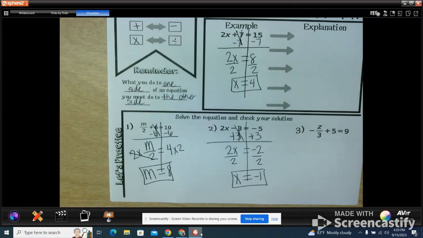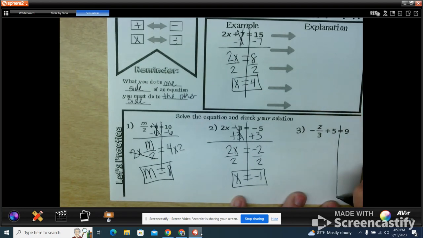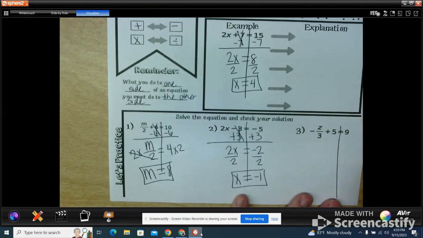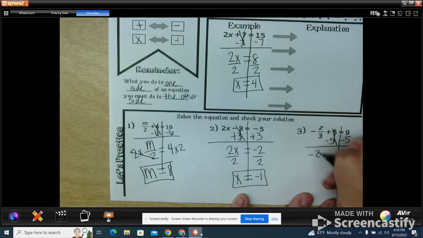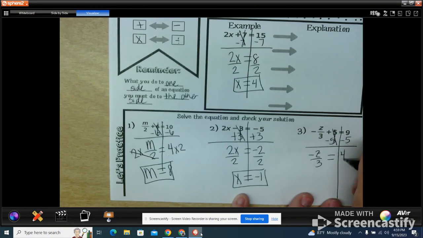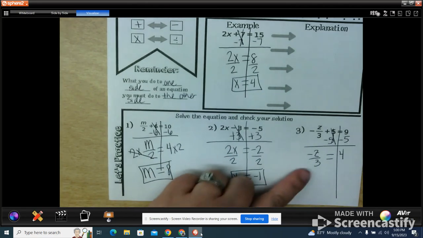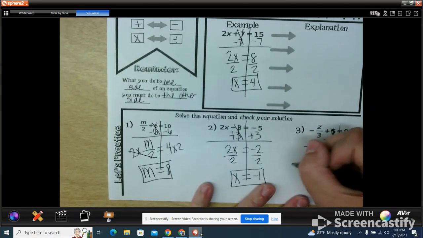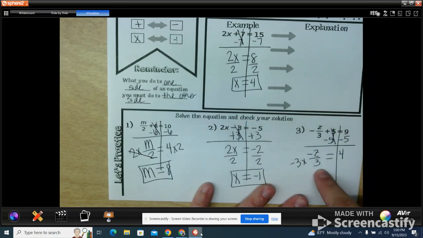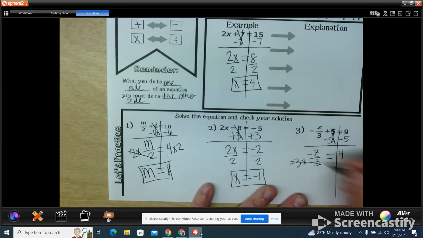And then for the last example, we have negative z over 3 plus 5 equals 9. So we're going to minus 5 on both sides. I have negative z over 3 equals 4, because 9 minus 5 is 4. So to get z by itself, we're going to multiply by 3 and by negative 3. That negative is going to eliminate the 3. And so we'll be left with z multiplied by negative 3.